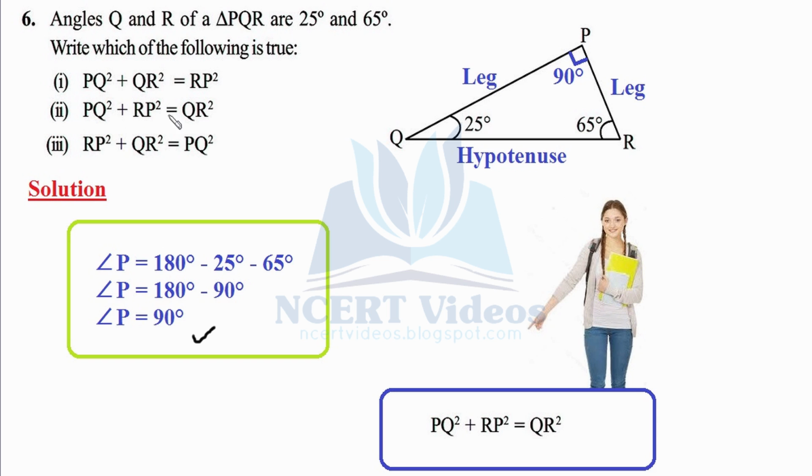QR square. So this is your true statement only. Others will be false automatically because only one case follows in a right angle triangle. So these will be false. So in this way, you solve this kind of question. And that is your question number 6.